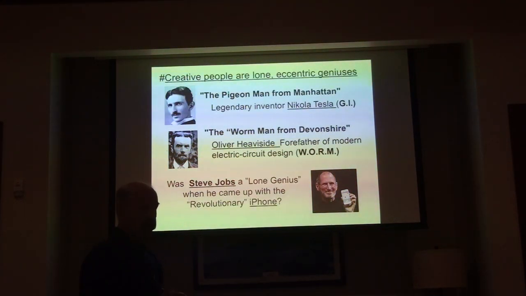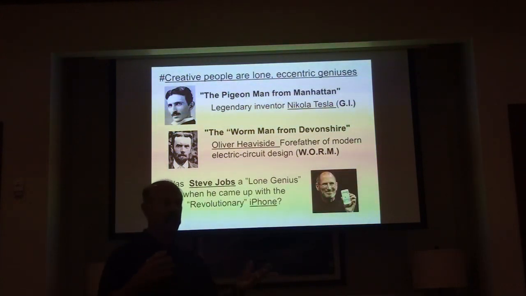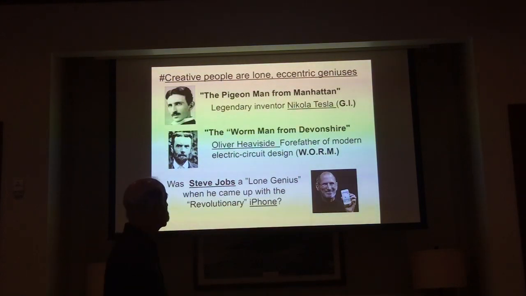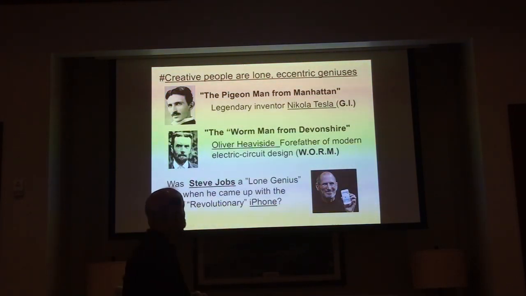Nikola Tesla was referred to as the pigeon man of Manhattan because he loved pigeons, which is not that unusual, but he had a horror of women's pearls. He would drink milk for days on end. This is only a nutrition. He had very long thumbs for some reason. And he would sign his manuscripts, and of course he came up with alternating current. He would sign his manuscripts G.I., great inventor. So he was quite a confident fellow.